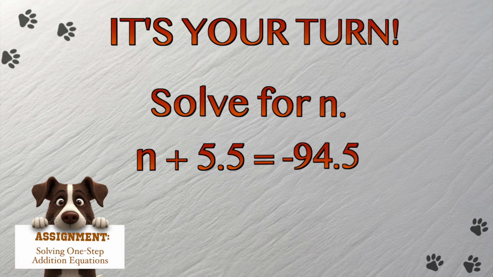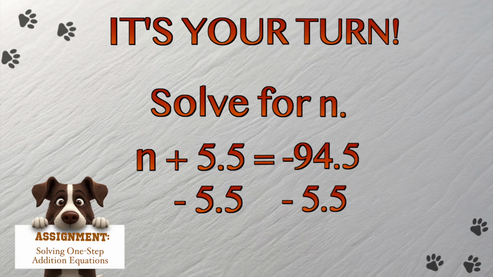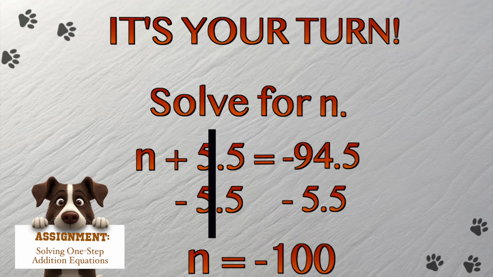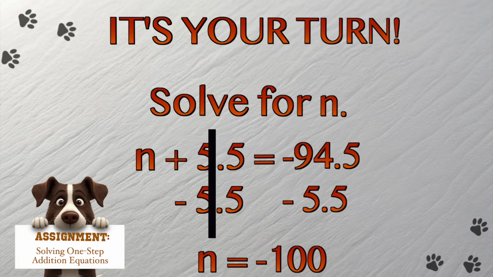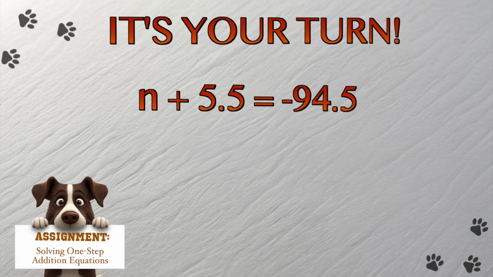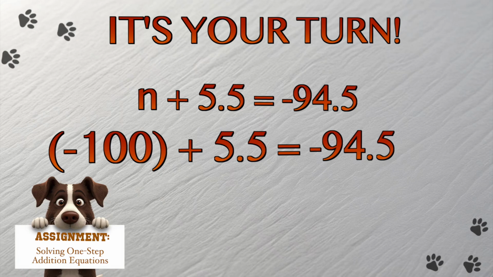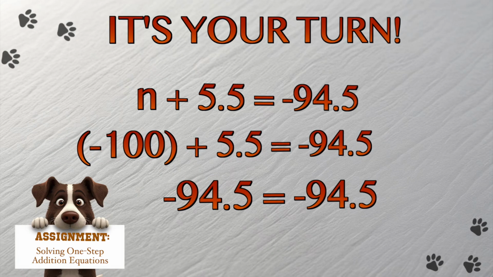Okay, after subtracting 5.5 from both sides of the equation, you should have found n equals negative 100. All we have to do now is plug in negative 100 for n to see if the value satisfies the original equation.